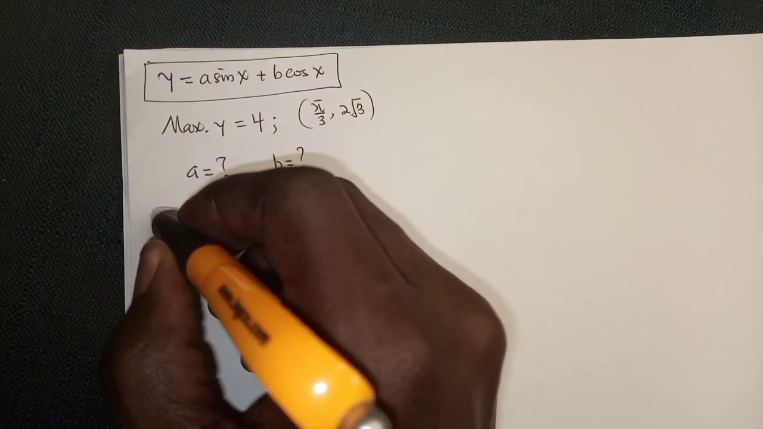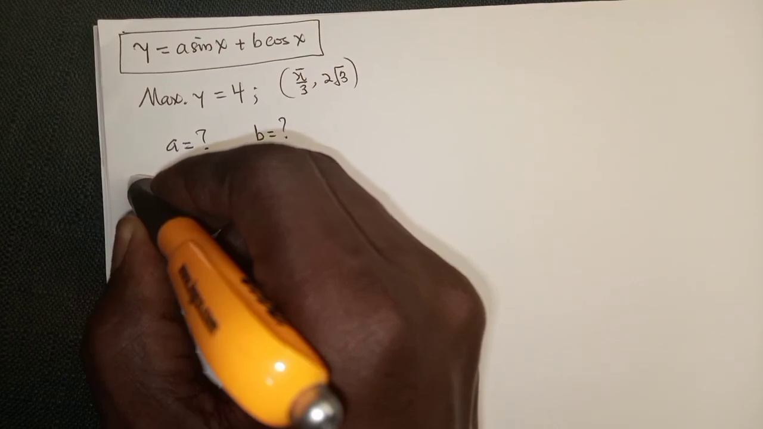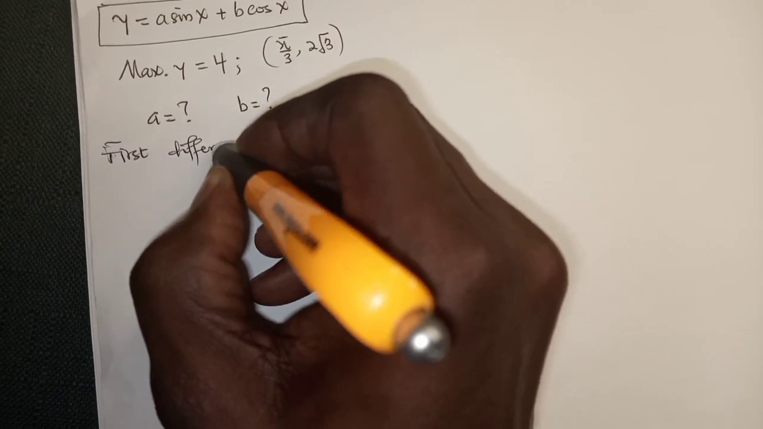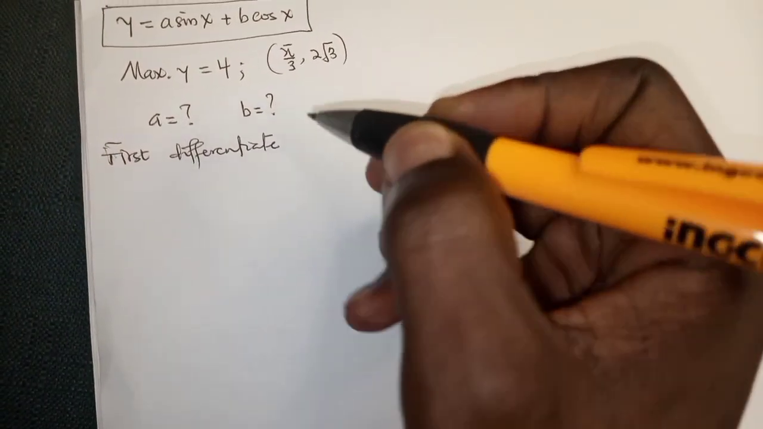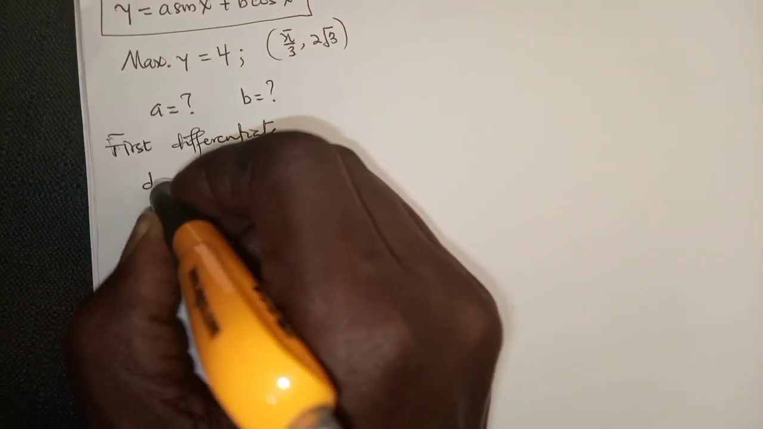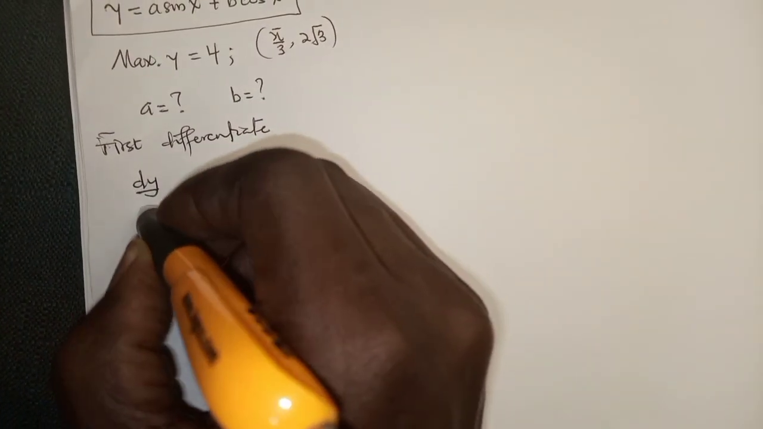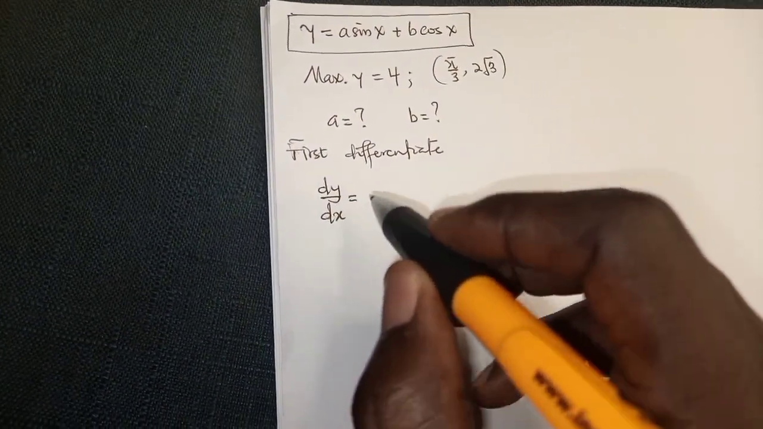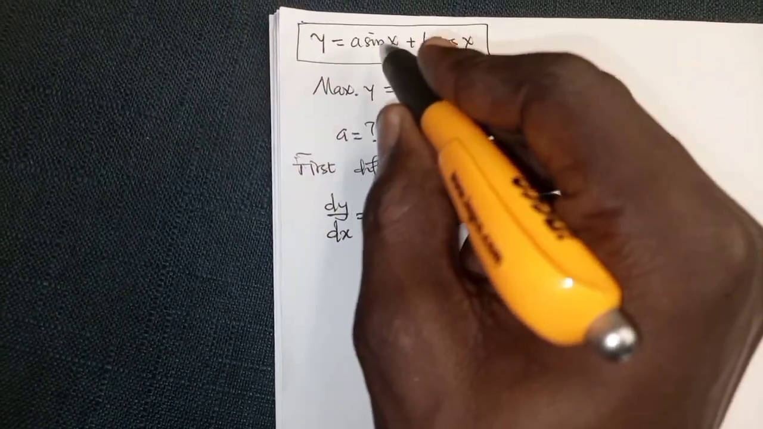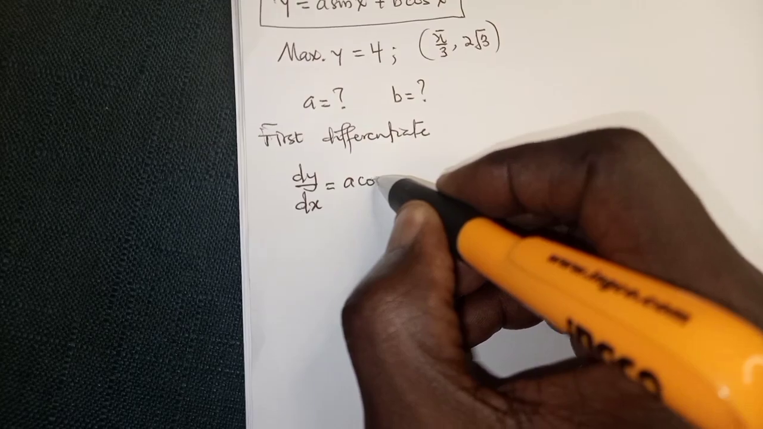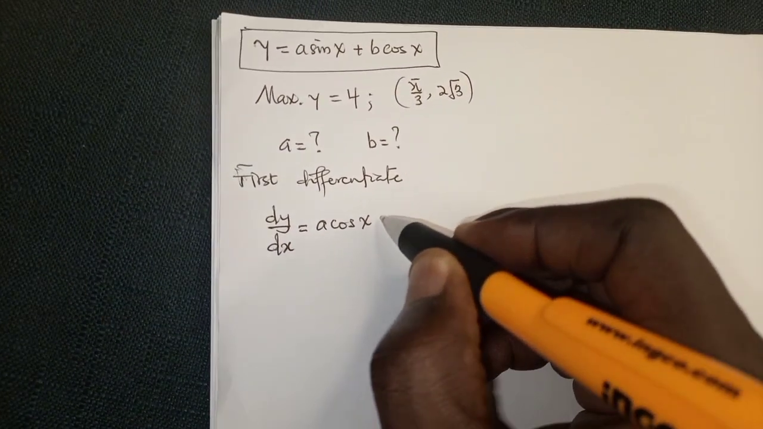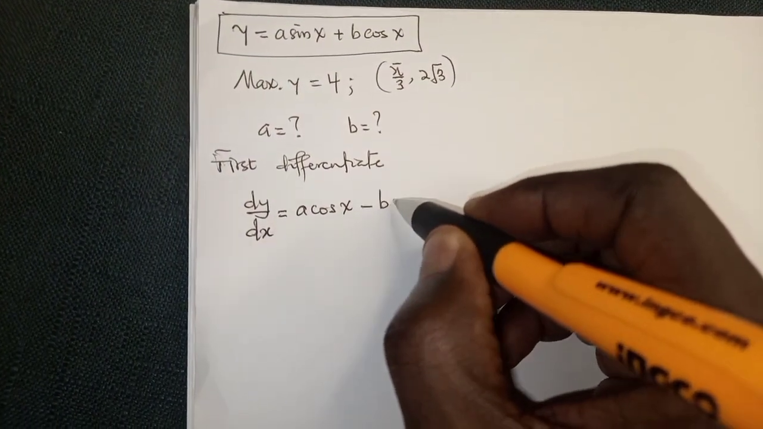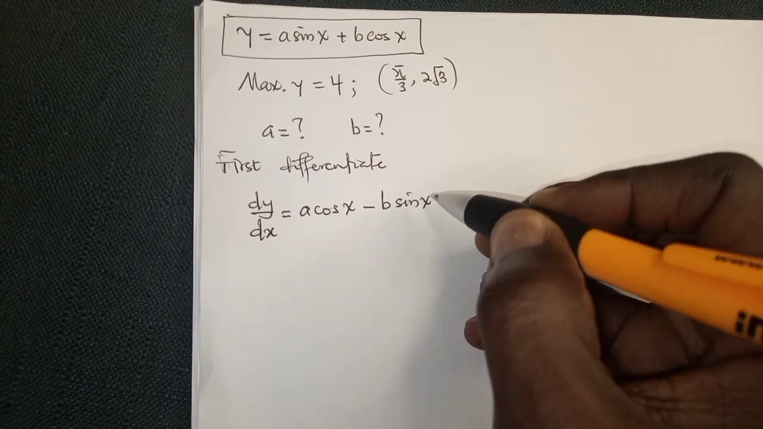First differentiate. So you have dy on dx, which will be equal to, differentiating this, you get a cos x, then minus, the differential of cos x will be minus sine x, so b sine x.